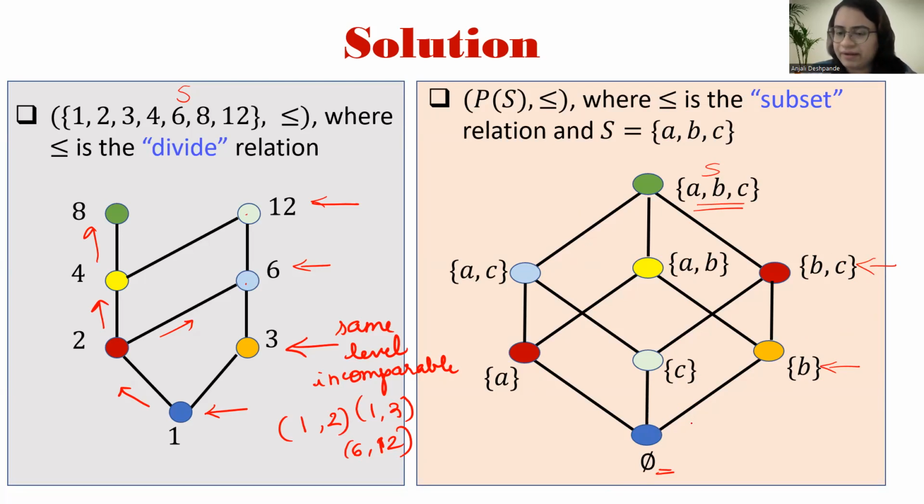And I can traverse. Okay. So phi is a subset of set B. Phi is a subset of set BC. Phi is a subset of set AB, and so on. Set AC is a subset of ABC. Likewise, A is also a subset of AB, B is a subset of AB, and so on. So this is how you interpret the Hasse diagram.